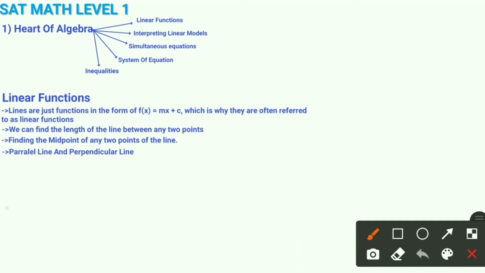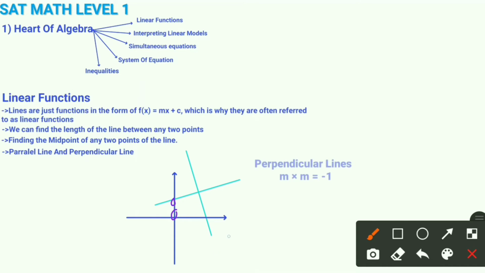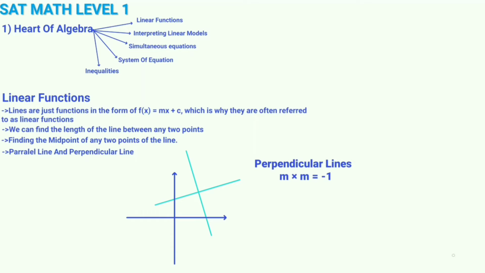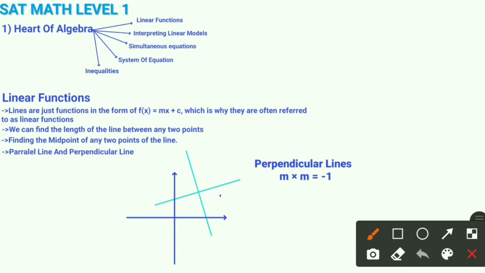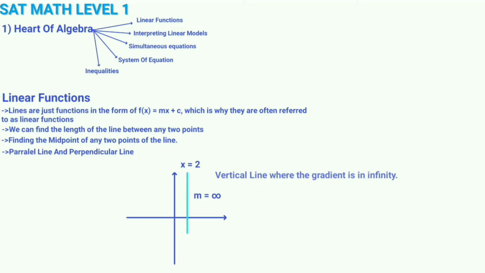Then parallel lines and perpendicular lines. What is a parallel line, a perpendicular line? Parallel lines have the same gradient but different y-intercepts, but they have the same gradient. And perpendicular lines, if the gradient of this line multiplied by the gradient of this line is equal to -1, and also perpendicular lines if they are intersecting at 90 degrees. Okay, horizontal line where the gradient is 0, vertical line where the gradient is infinity.